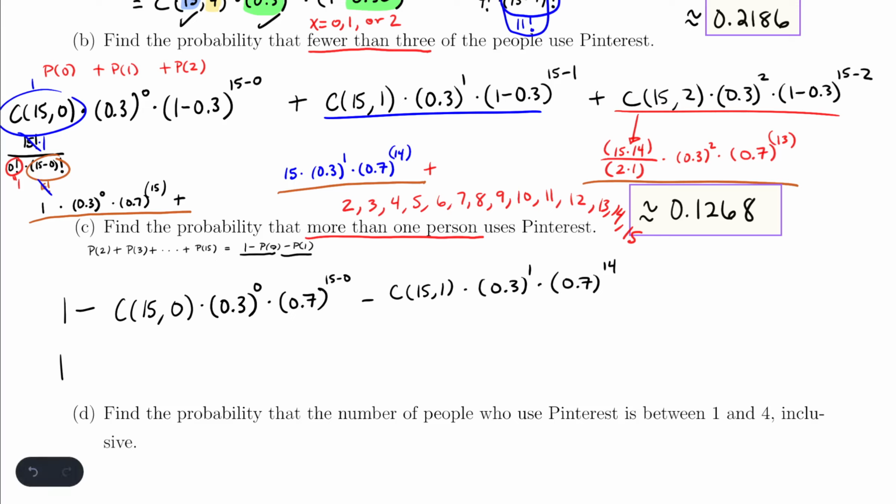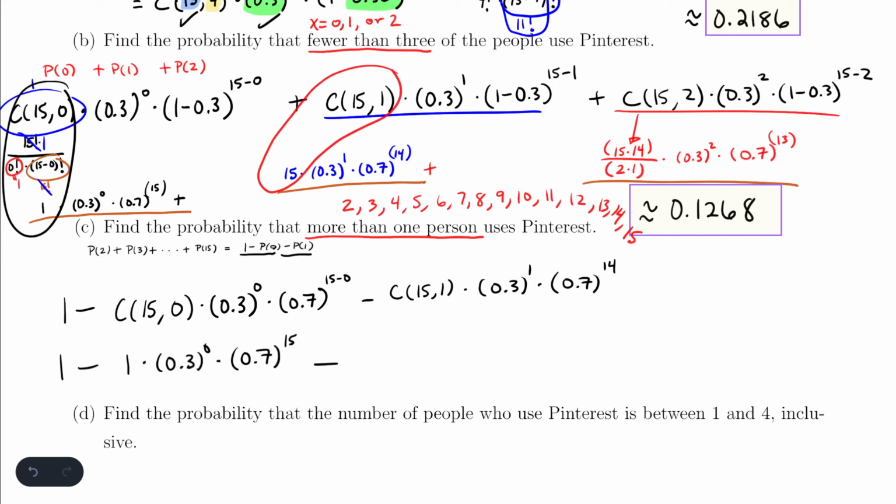So I'm going to write out exactly what we need typed in. So 1 minus, now the 15 choose 0, we actually already calculated that above, and we saw that was 1, so let's not reinvent the wheel. We'll copy that down as 1 times 0.3 to the 0 times 0.7 to the 15 minus 0 is 15, minus the combination of 15 choose 1. Again, we already calculated that earlier. That was 15, so I'll just recopy that down, times 0.3 to the 1 times 0.7 to the 14.